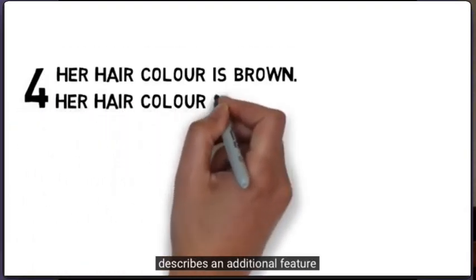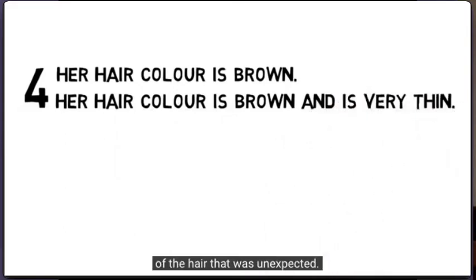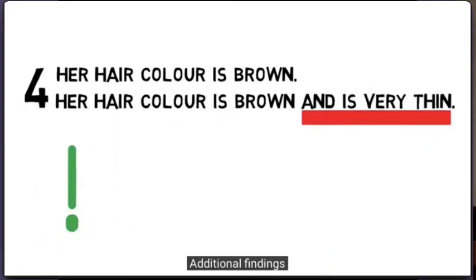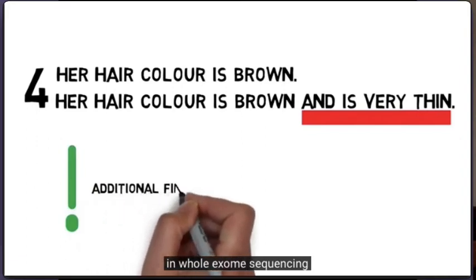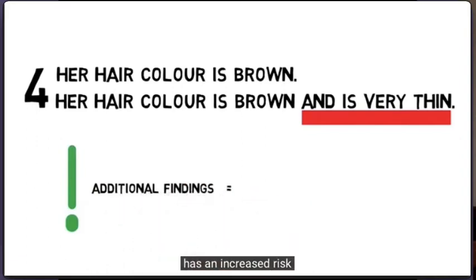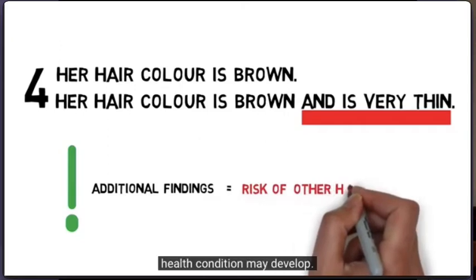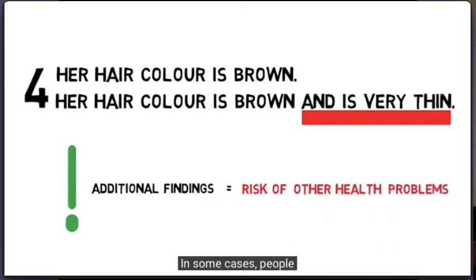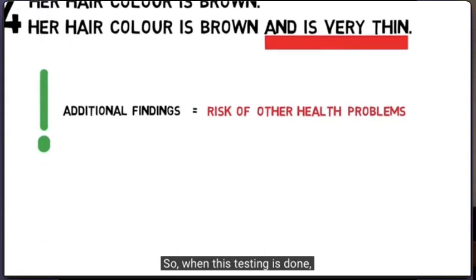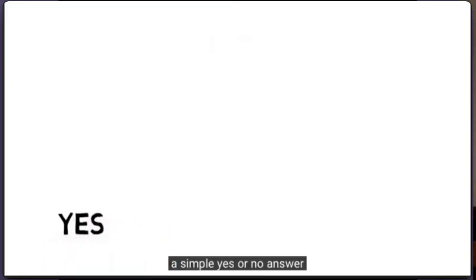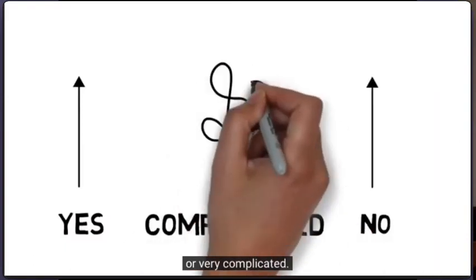And finally, in this example, the change in the sentence describes an additional feature of the hair that was unexpected. Additional findings in whole exome sequencing may indicate a person has an increased risk that a specific health condition may develop. In some cases, people may choose not to learn about additional findings from the whole exome sequencing results. So when this testing is done, a simple yes or no answer is not always obtained. The result can be very straightforward or very complicated.